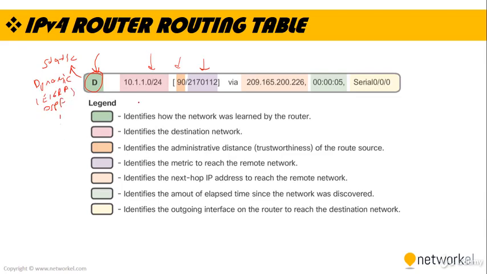The second field identifies the destination network. Then this field identifies the administrative distance, which is the trustworthiness of the route source. Then this field identifies the metric to reach the remote network. This field identifies the next hop IP address to reach the remote network. And this field identifies the amount of elapsed time since the network was discovered, and here identifies the outgoing interface on the router to reach the destination network.